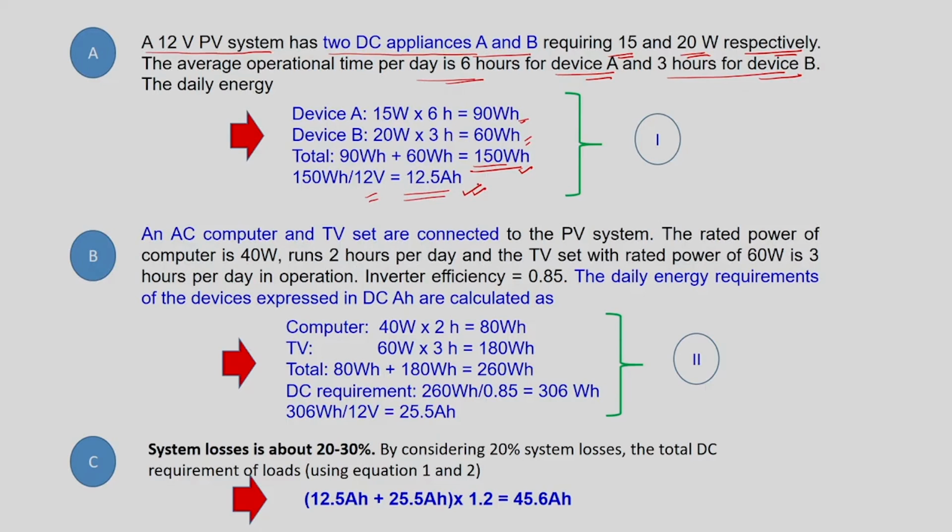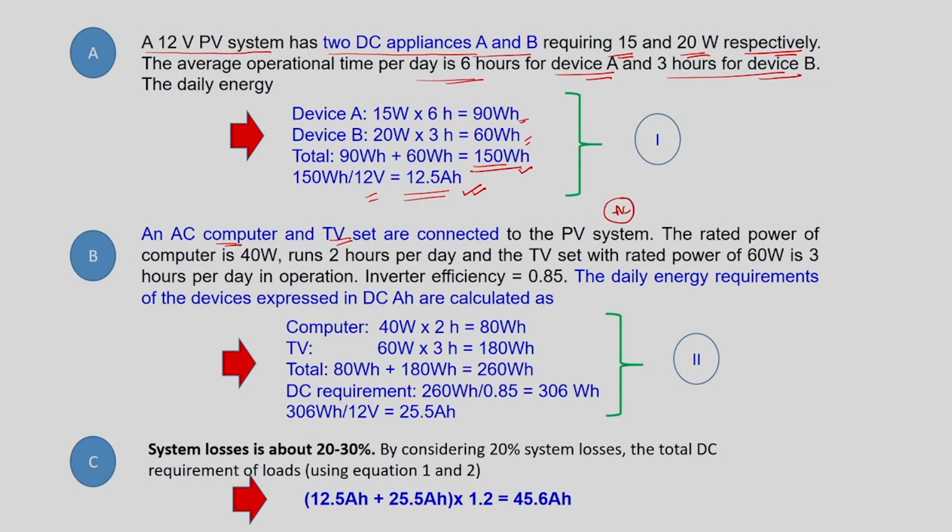Now, the next step is, for example, if we have an AC load. Maybe a computer is one item and a TV set is another item, connected to the PV system. As you know, these will work on AC, meaning alternating current. So, we need to have an inverter.